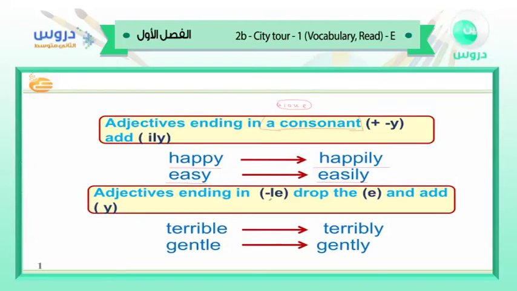Adjectives ending in L-E: drop the E and add Y. Example: terrible. We drop the E: terribly. Okay? L-Y. Here we add Y. Gentle. We drop the E, then we add Y: gently. Okay? Let's do it again. Happy, ending in a consonant plus Y: add I-L-Y. Happily. Easy, easily. Adjective ending in L-E, drop the E and add Y. Terrible, terribly. Gentle, gently. Okay? Drop the E and add Y.